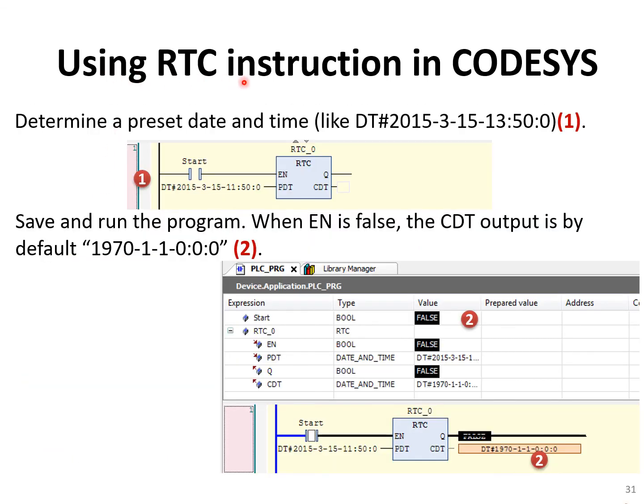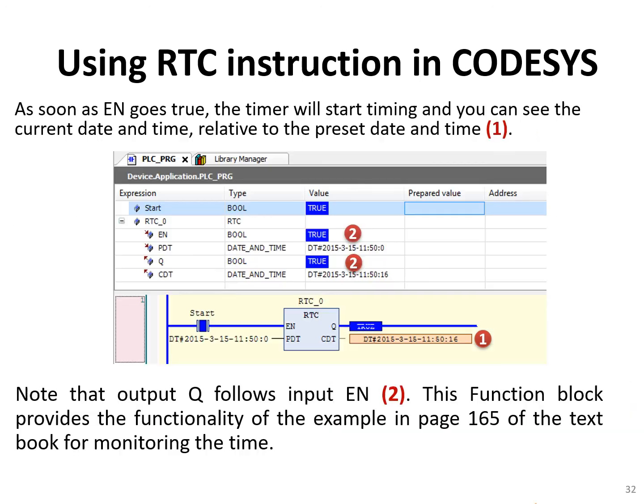Using the RTC instruction in Codesys, determine a preset date and time in this format. The first part will be the date and the second part will be the time. Save and run the program. When the enable bit is false, the CDT output is by default the year 1970. So basically it starts by default from this year. As soon as EN goes true, the timer will start timing, and you can see the current date and time.